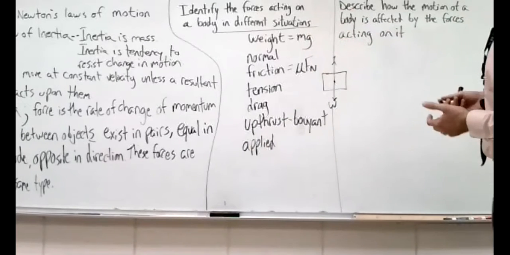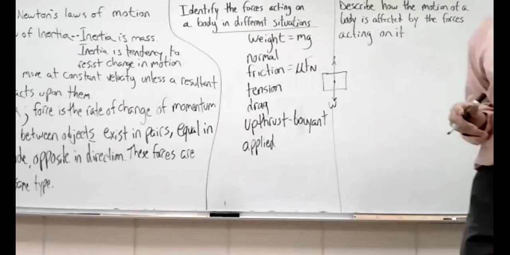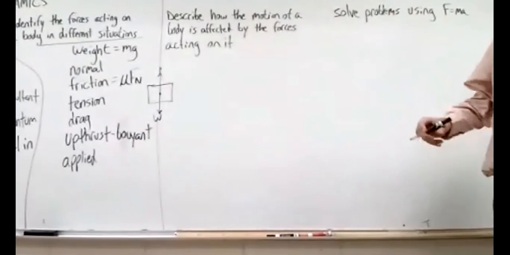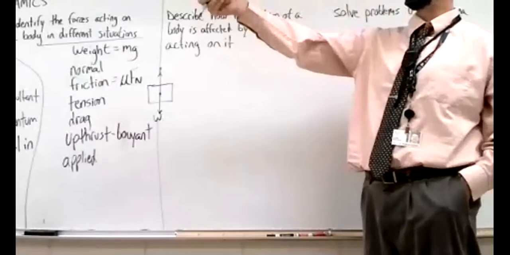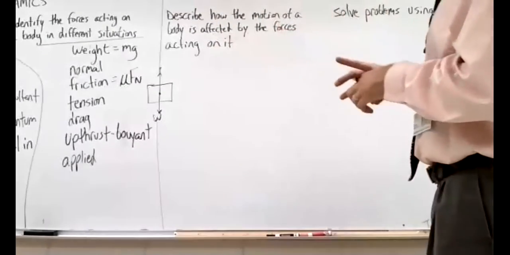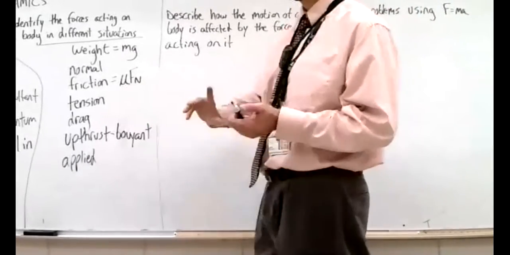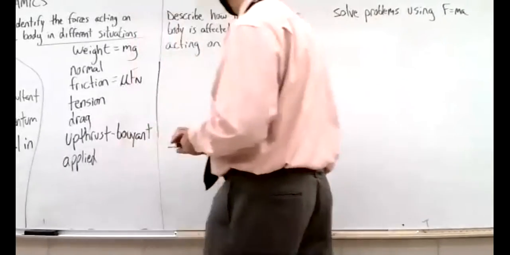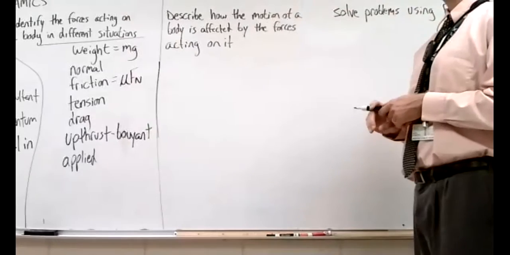We want to be able to sum the forces, because how do we describe how the motion of a body is affected by the forces acting on it? This is really the power of physics. It's powerful to be able to predict changes in motion kinematically, where things are moving and I can predict where it's going to be and how long it's going to take to get there. That's the power of science, the ability to predict. But dynamics is an even greater power, because now we're able to predict how an object is going to move before it moves.